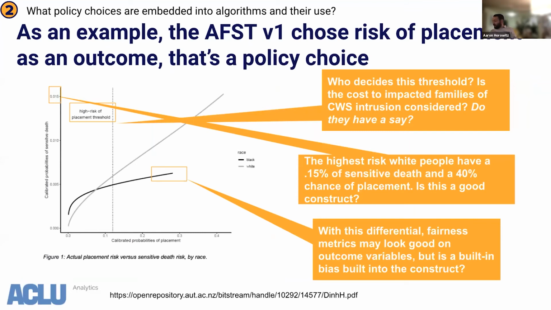And just to show, again, all the different decision points that are being made, this is a graph from a dissertation done by one of Rima's grad students that shows the probability of placement on the right axis and the probability of sensitive death on the left. We can see that even if you make the algorithm quote unquote fair for the final outcome variable, Black families who have a very high probability of placement actually have a much lower risk of death. And so fairness may not actually be achieved because you're not looking at all the metrics.